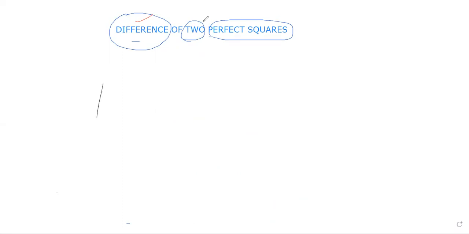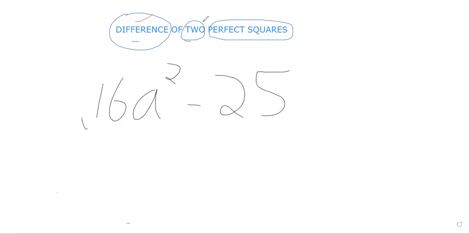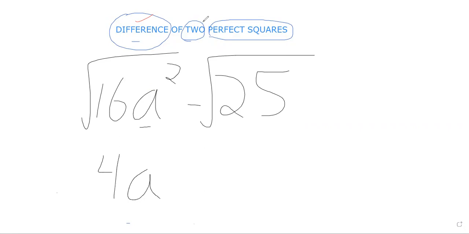Okay, one more. We could have 16a squared minus 25. We see a difference, correct? Yes. Are they perfect squares? Let's see. Square root, first step done. What is the square root of 16? We know it is 4. And what is the square root of a squared? We know it is a. And on the next side, the square root of 25 is 5. So we know the answer: one bracket with them added together, and the other bracket we just subtract.